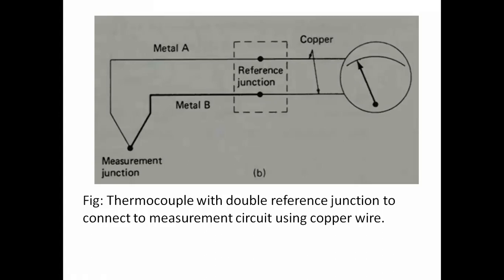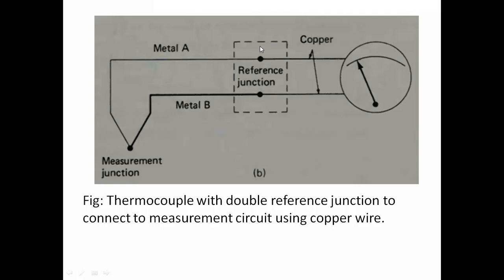Copper is a conductor. Now, for connecting this or measuring this voltage across these two terminals, metal A and metal B, we have to use copper. And this copper is also contacted with metal A and metal B. Again, this will form a junction, and similarly here it also forms a junction.